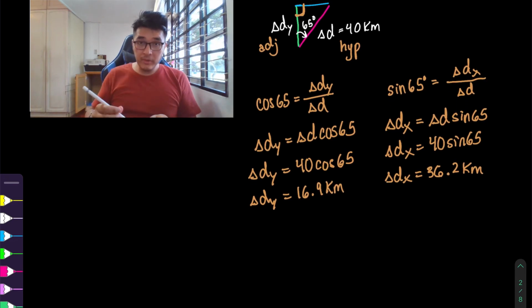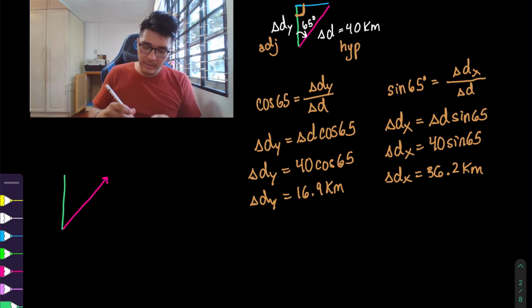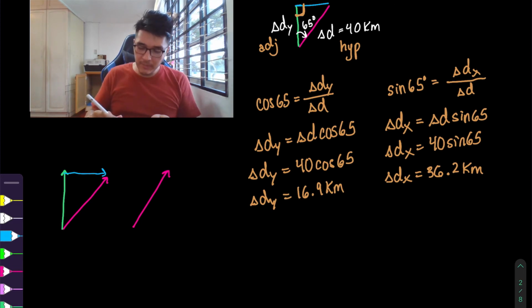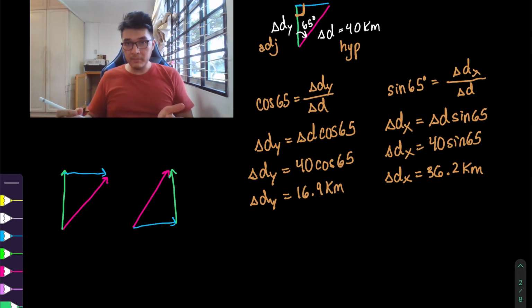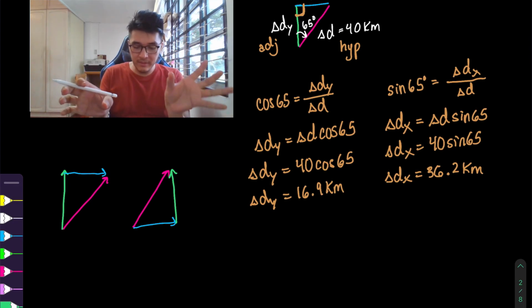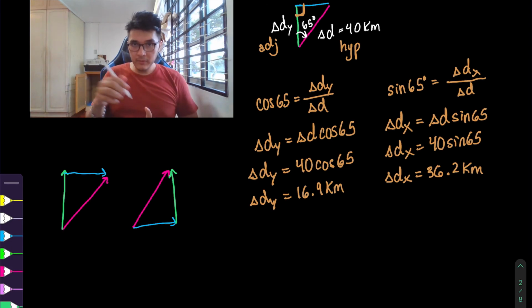So remember before I had my delta d, and I had my y component going up and my x component going to the right. But the same thing can be written if instead I first start off with my x component and then I go with the y component. So I get back the same sum, because it doesn't matter whether you add delta dx plus delta dy or delta dy plus delta dx. So the order of addition doesn't matter.